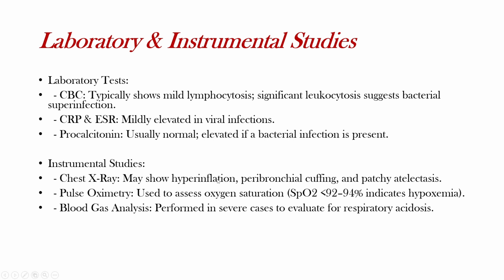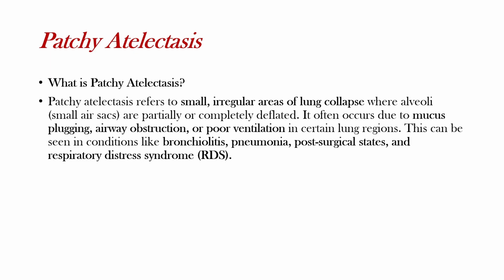We can see hyperinflation. We already spoke about hyperinflation and how to know it. Peribronchial cuffing and patchy atelectasis. Pulse oximetry is important so we can know the oxygen saturation. And we will also do a blood gas analysis in the severe cases to see if we have any respiratory acidosis. Now let's speak about atelectasis.